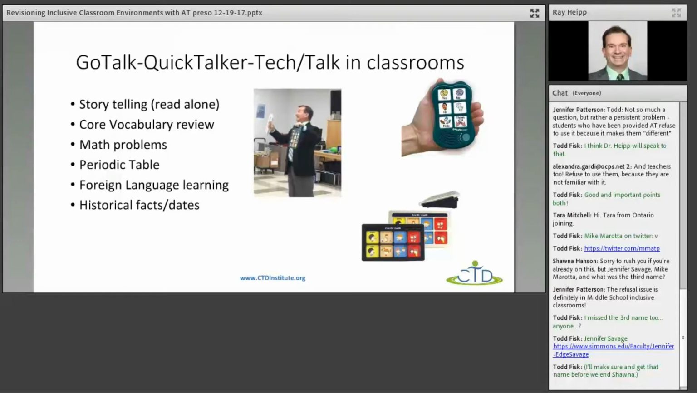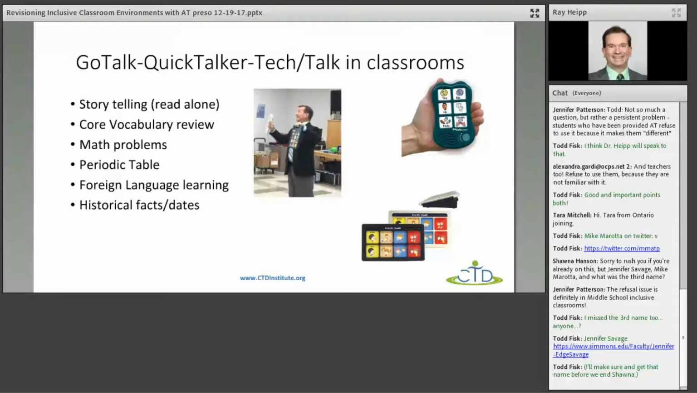For younger kids, I love using these as core vocabulary review. Why? Because it's an easy way for us to have core vocabulary in a way that's similar to flashcards. But you don't need to have the teacher or someone else actually doing flashcards.